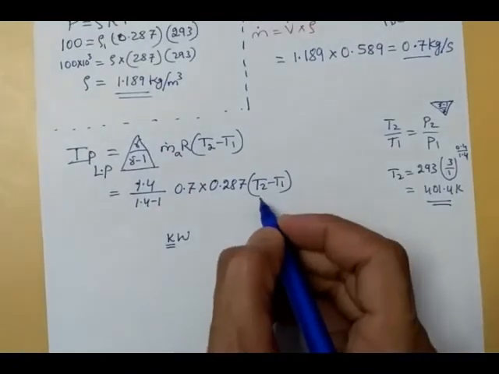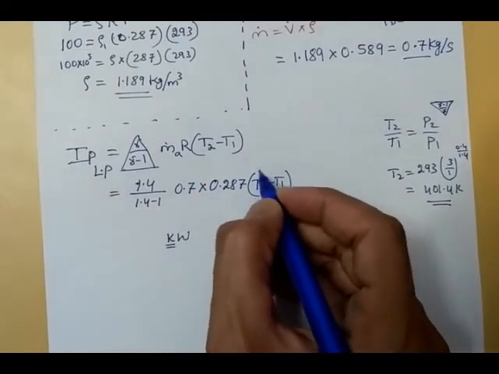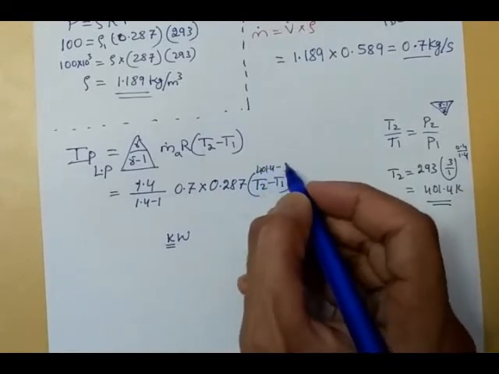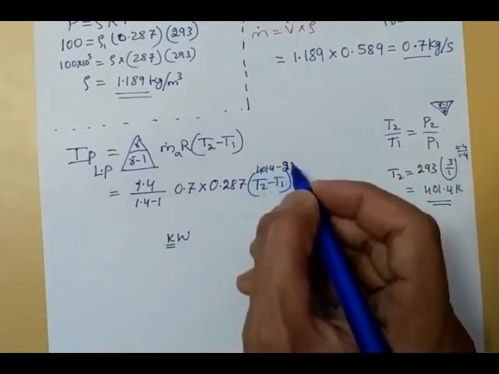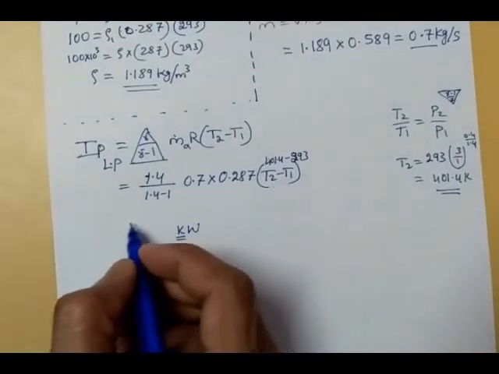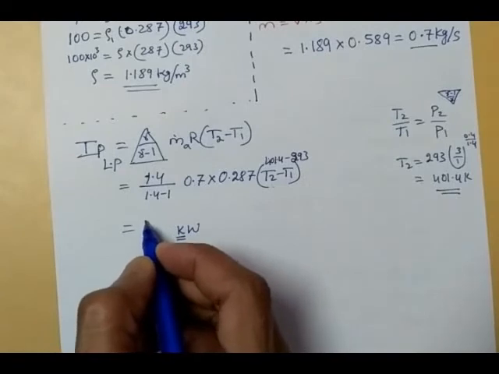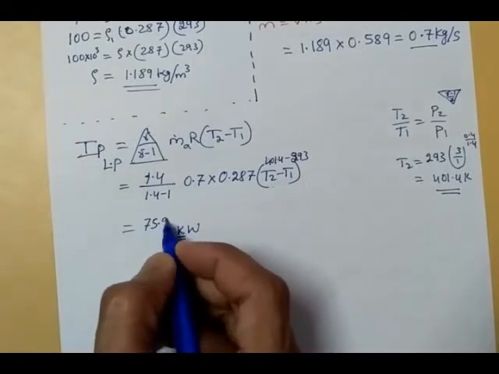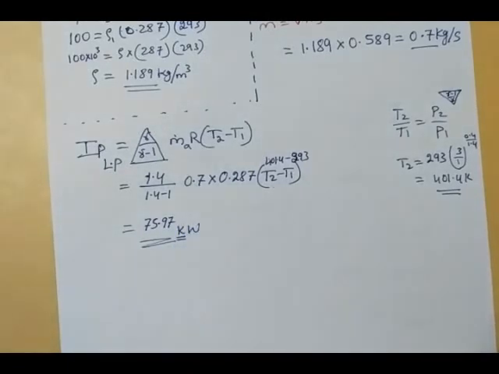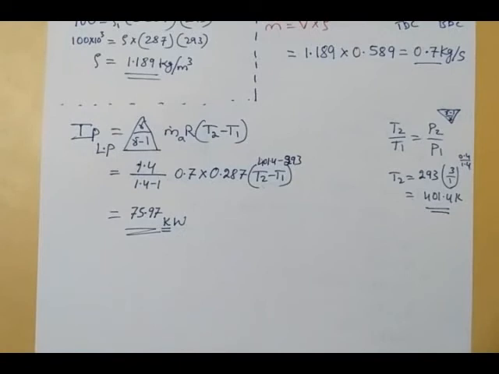So with substitution of 401.4 minus 293, I will get low pressure compressor indicated power as 75.97 kilowatt. So this is 75.95 kilowatt for low pressure compressor.